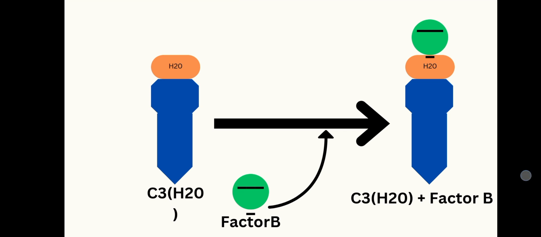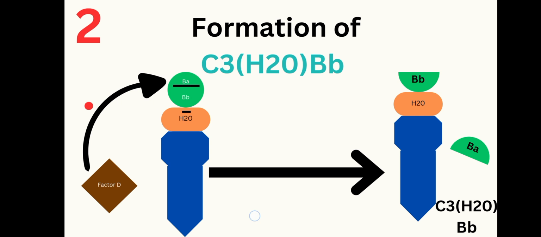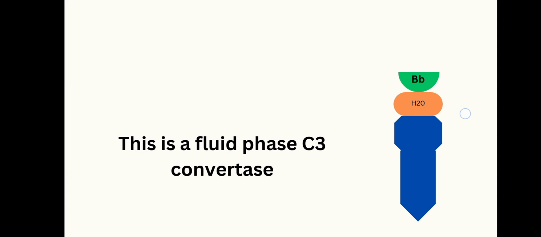The second step is the formation of C3H2OBb. Factor D cleaves factor B into Ba and Bb. Now the Ba will be removed and Bb will be attached to the C3. This forms a complex known as C3H2OBb. Now this C3H2OBb is called the fluid phase C3 convertase.